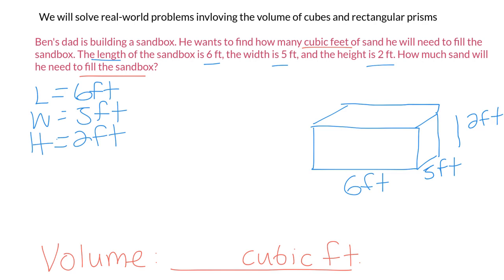I think one of the challenges about doing these volume problems is staying organized with the information. Even though we know the order doesn't matter, when we do multiplication, we're going to end up multiplying all 3 of these numbers together. It's still a good idea to keep track of your work and stay organized.